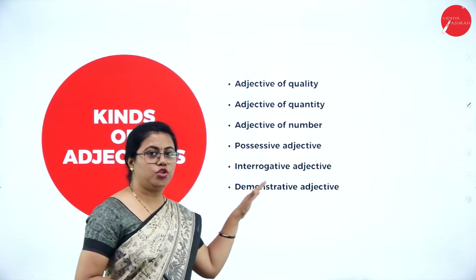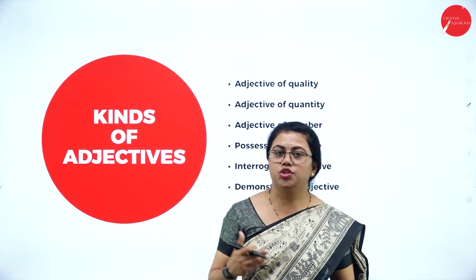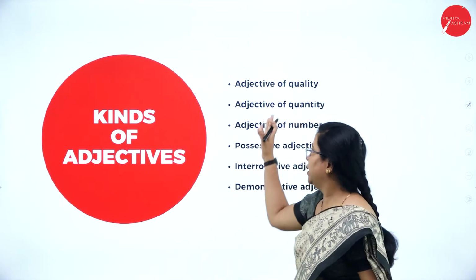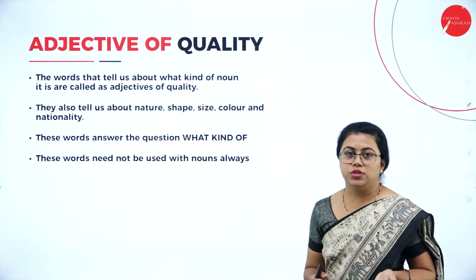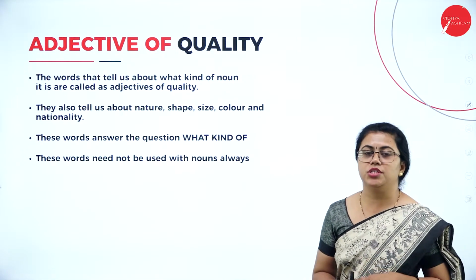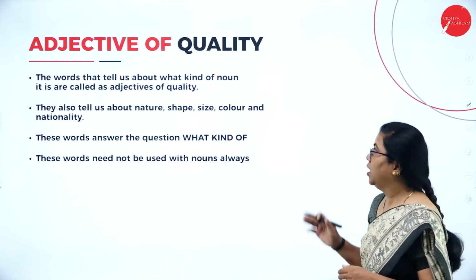Let me not explain everything now. I'll give you examples and then explain each and every type of adjective. So let us go to the first type of adjective, that is adjective of quality. There are a few rules and points through which you can identify the type of adjective. Here we are learning about adjective of quality.